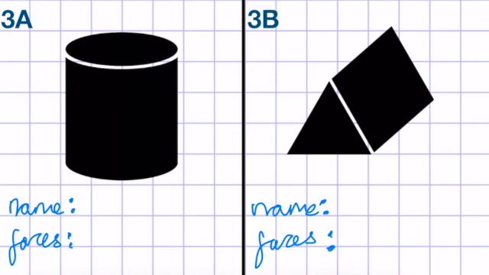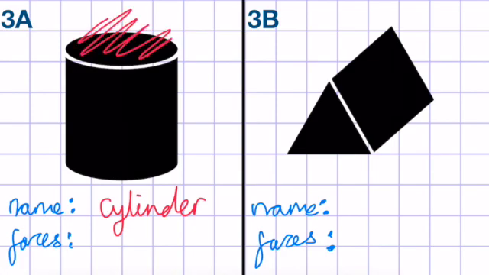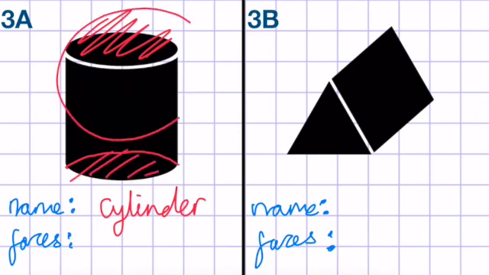Next, I'd like you to write the name of each 3D shape and the number of faces. Press pause, then we'll do it together. Okay, so this is a cylinder and it has 3 faces. It has the face at the top and there's another one at the bottom. You can see there that there's another face at the bottom and then there's the face that goes around. So there are 3 faces.